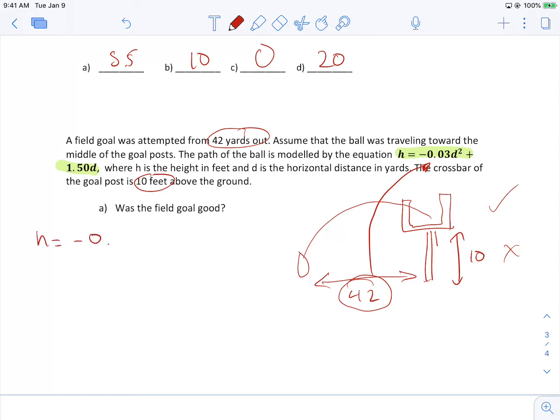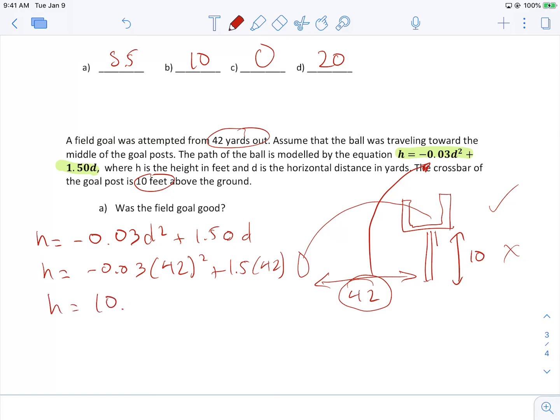Is our field goal good? We have our equation h equals negative 0.03 d squared plus 1.5 d. Now we're going to substitute our value in, which is negative 0.03 times 42 squared plus 1.5 times 42. You're probably going to need your calculator for that, so I'm going to use mine. Whoa, I got a value of 10.08, which is very close, but it is a good field goal.